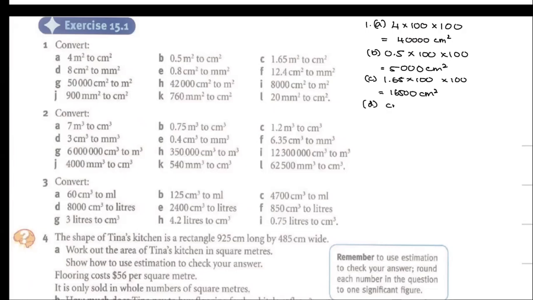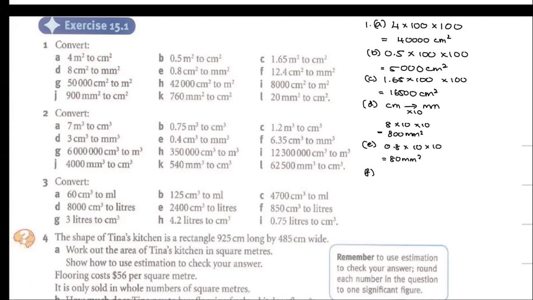Square centimeter to square millimeter. Centimeter to millimeters is just multiplied by 10. So if you are doing it using square centimeter to square millimeters, we just need to take 8 multiplied by 10 two times, or 10 squared, 800 square millimeters. Question E, 0.8 multiplied by 10 multiplied by 10, 80 square millimeters.